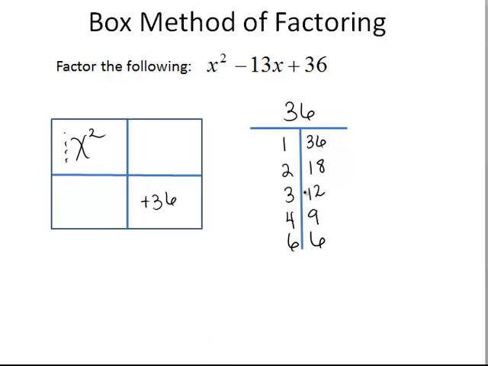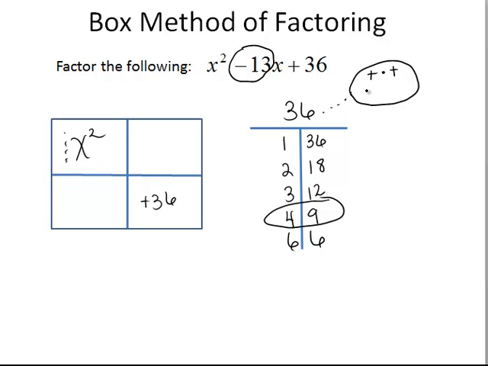Now, which of these combinations combined somehow will give us this right here, negative 13? Well, the only ones that I see that could somehow give us 13 are 4 and 9. Alright, now let's think about this for a moment. The only way to get a positive value here when multiplying the factors is if we had a positive times a positive or a negative times a negative.